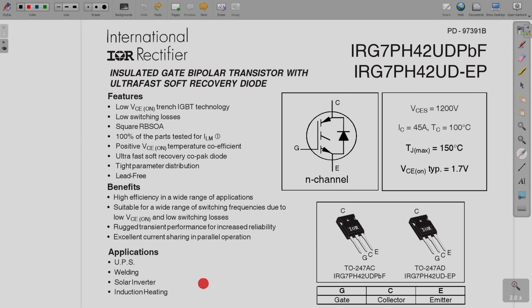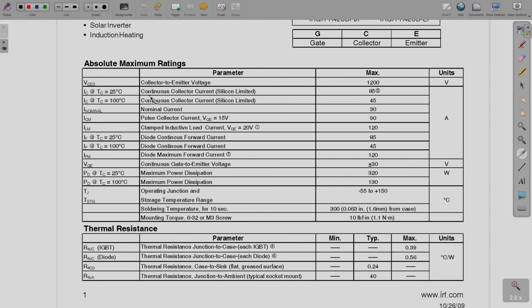Then what are the benefits and the different applications of the IGBT which are targeted by the manufacturer. Then further, these are your continuous collector current IC at 25 degrees C. You can see that is 85, whereas at 100 degrees C the same IC goes down to 45 amperes. Then the collector to emitter voltage, this we have already seen, is 1200 volt. Then I nominal, which I had discussed with you, is given as 30 amperes. Then the pulsating current rating, the maximum pulse current, you can see is 90 amperes, much higher than this 45 ampere rating.